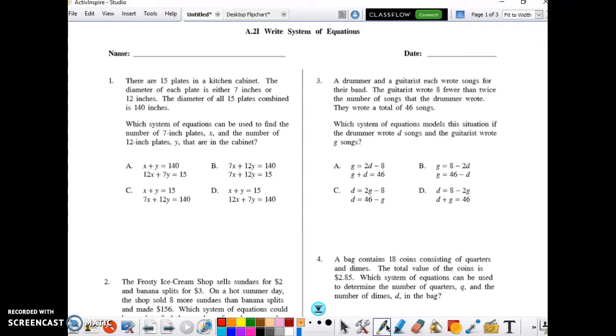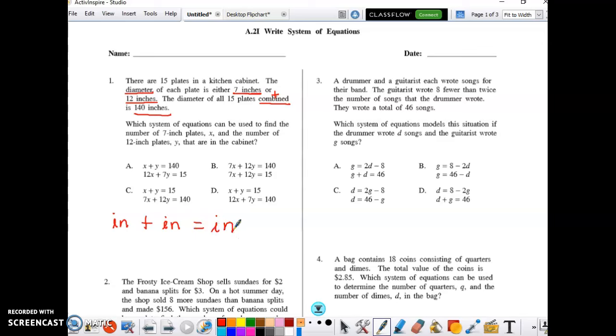There are 15 plates in a kitchen cabinet. The diameter of each plate is either 7 inches or 12 inches. So I know that they're either going to be 7 inches or they're going to be 12 inches. And we're talking about diameter, okay? The diameter of all 15 plates combined, that means when you add them, is 140 inches. So one of my equations has to have inches plus inches equals inches.